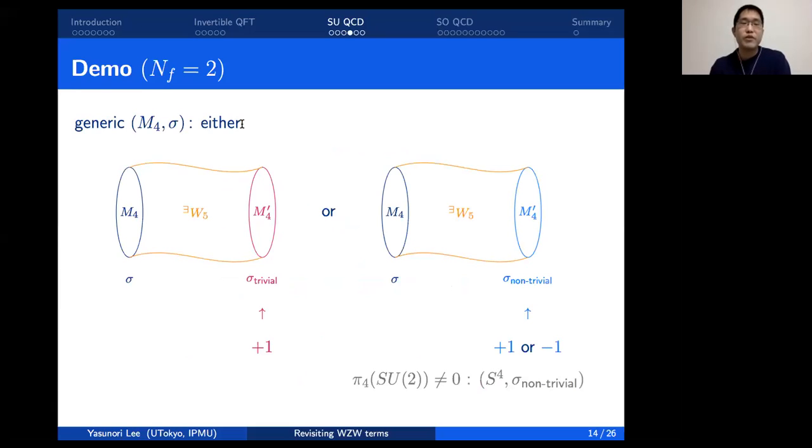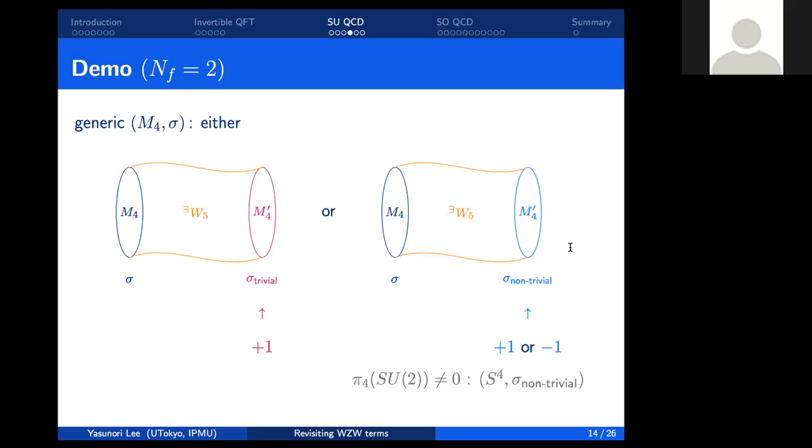The 4-dimensional Bordism group was Z2, and this means that a generic 4-manifold M4 equipped with sigma belongs to one of the following two equivalence classes. It can either be connected to another 4-manifold equipped with trivial sigma configuration, or it can only be connected to another 4-manifold equipped with non-trivial sigma configuration, which cannot be smoothly deformed to the trivial configuration.